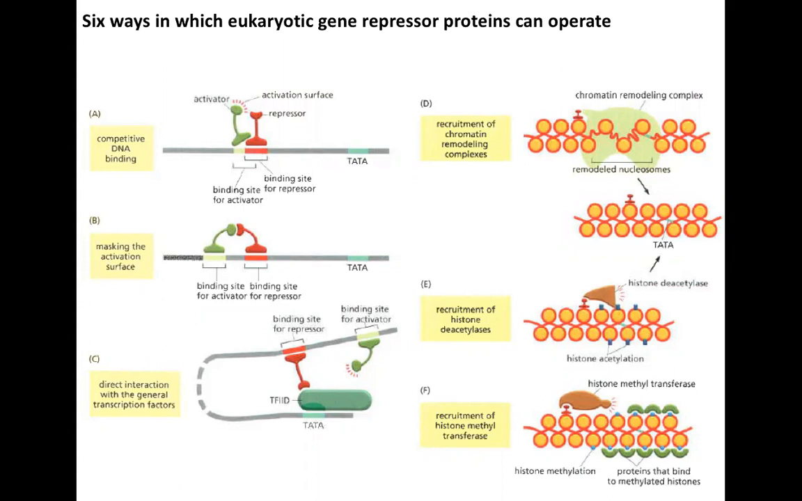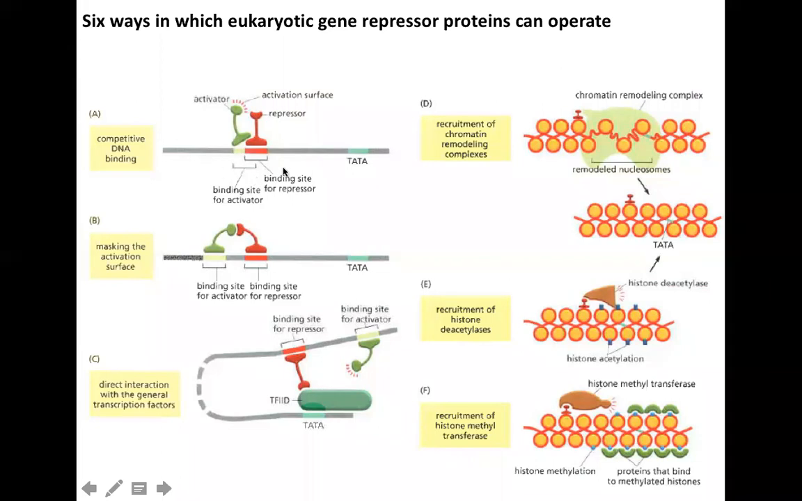So this is the sequence starting from here, going all the way till here, which can be recognized by the activator protein. And then the binding site for the repressor protein starts from here and goes a little inside the binding site for the activator protein. So both of them recognize overlapping sequences. Here is a sequence for the activator, and here's a sequence for the repressor, and they're overlapping.